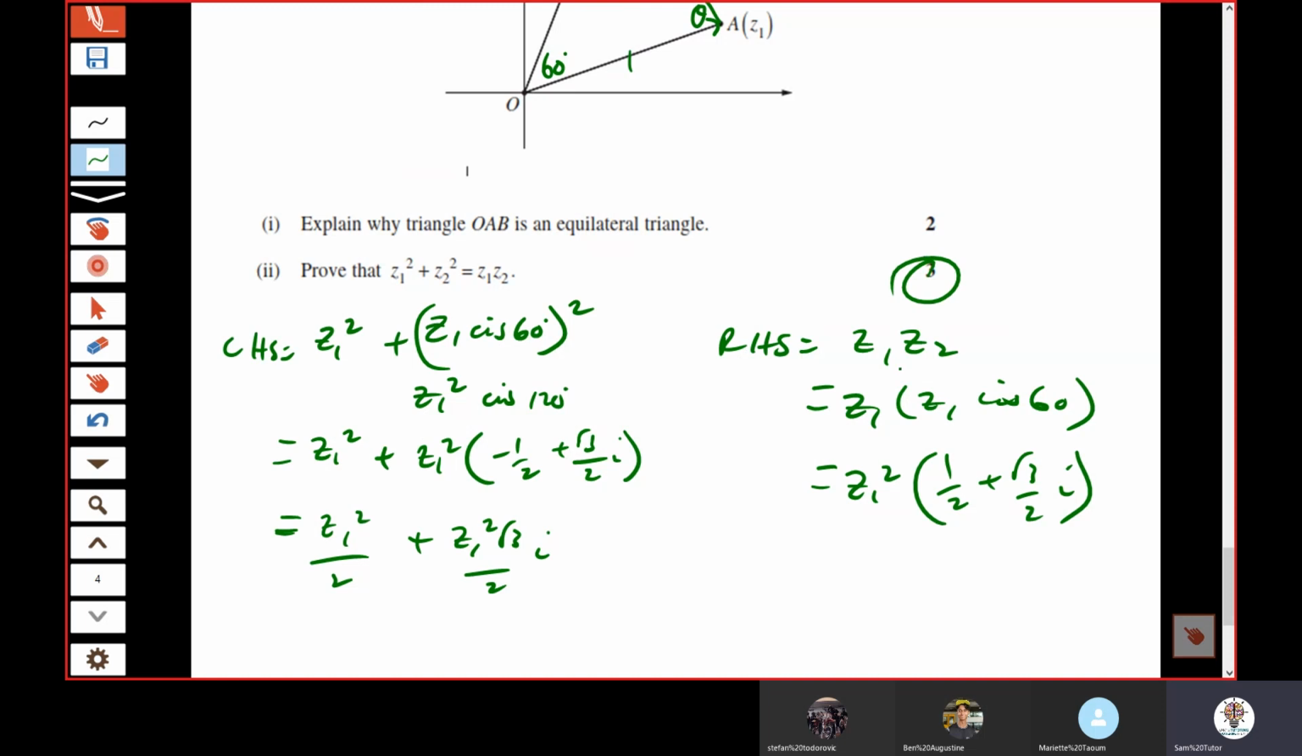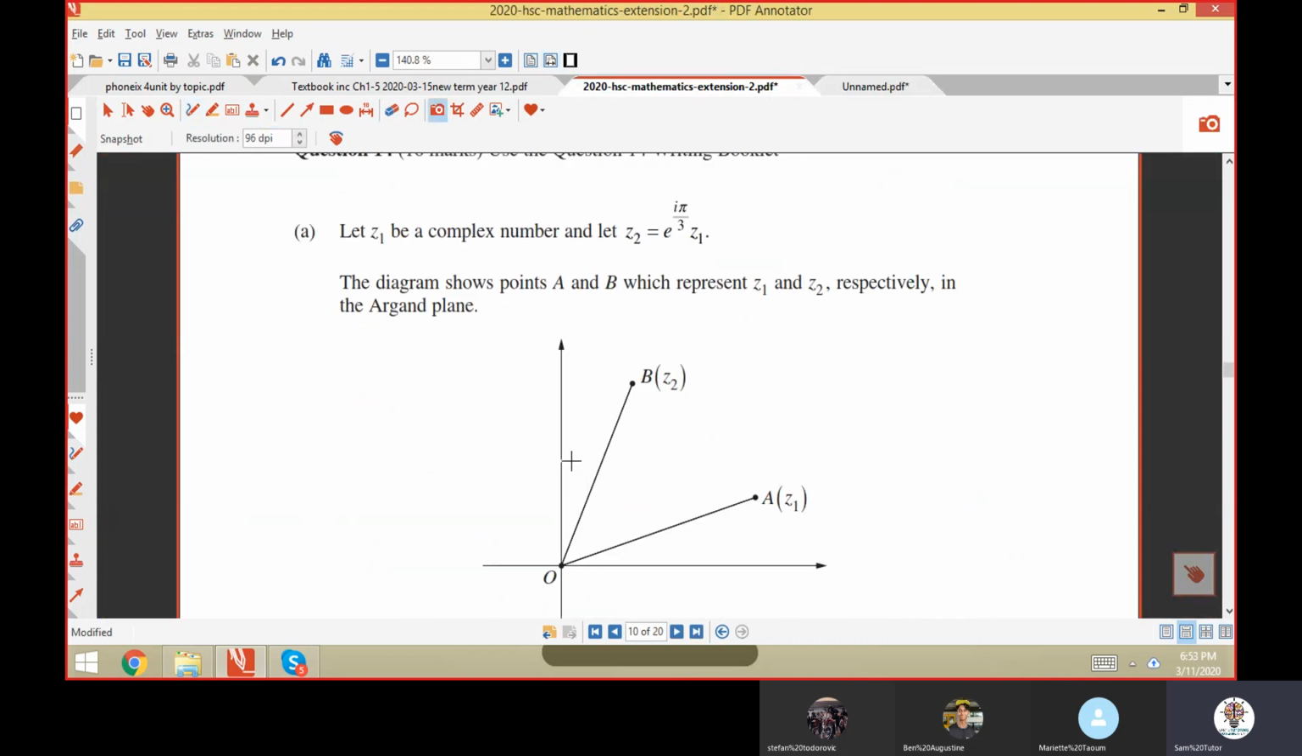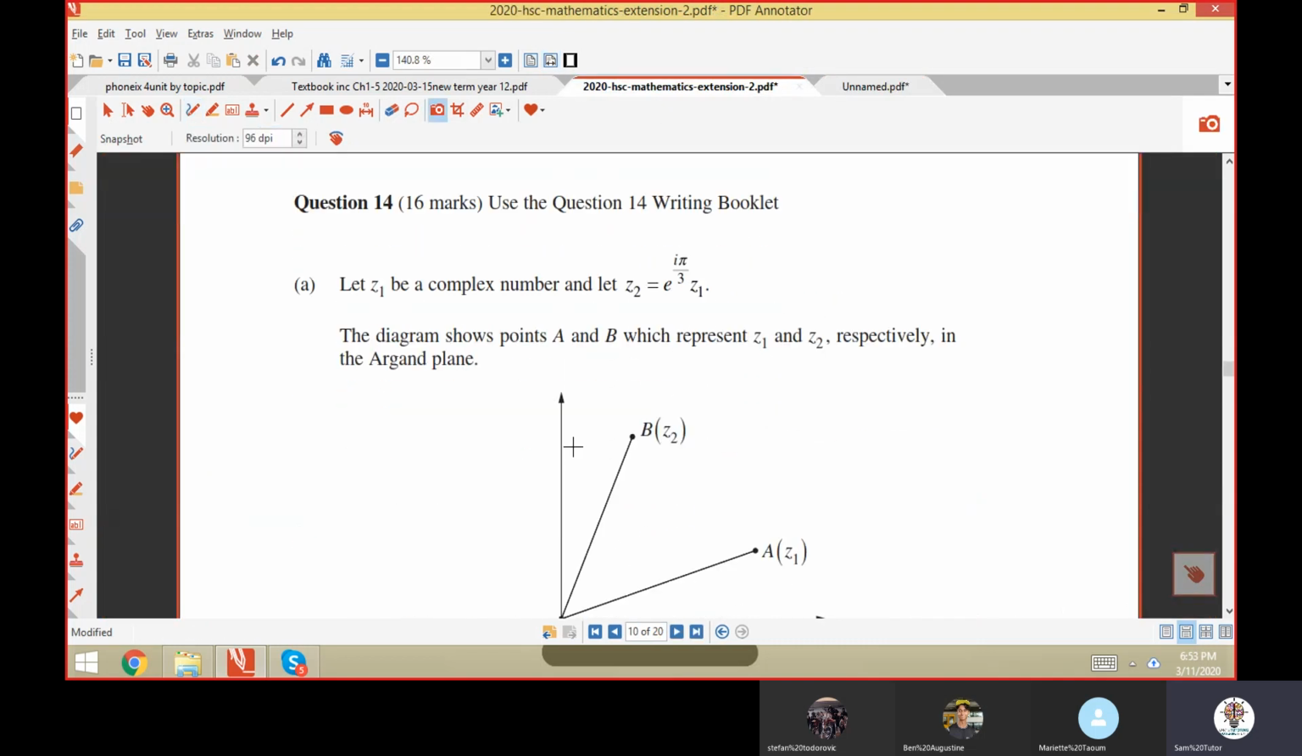That's going to be vectors. So it's not so much vector based. It's more algebraic based, but we'll do it anyway, in due course. 5 marks. That's meant to be really hard, by the way. Question 14. Vectors in complex.